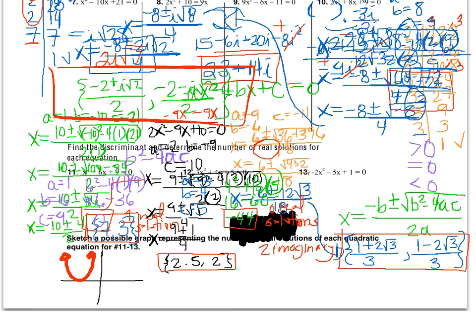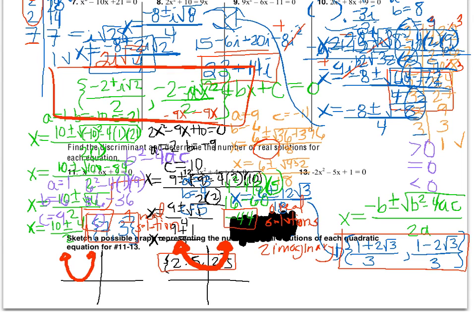If we wanted to sketch this, since we have 2 imaginary solutions, that means we don't have any x-intercepts. So my graph would not be touching the x-axis. It would be something like this. And again, we have arrows on the ends. So that would be a sketch for number 12.